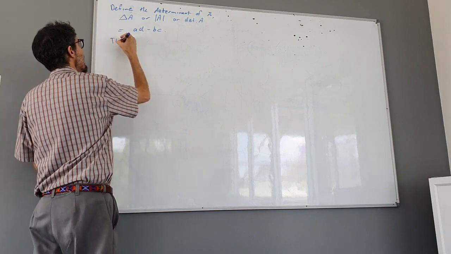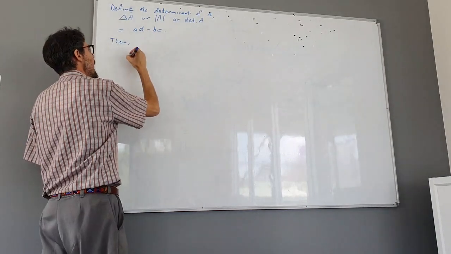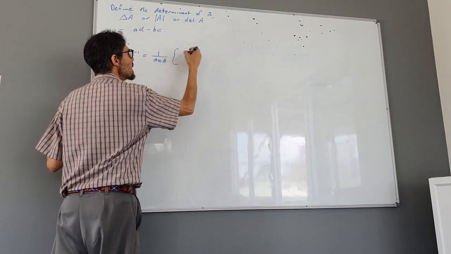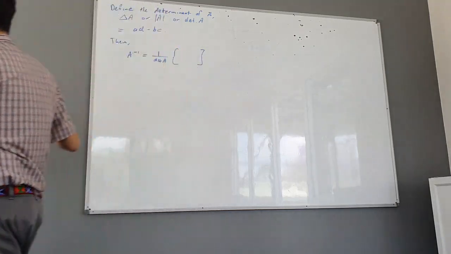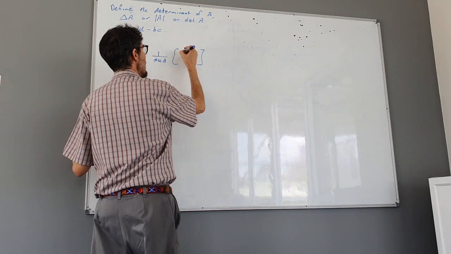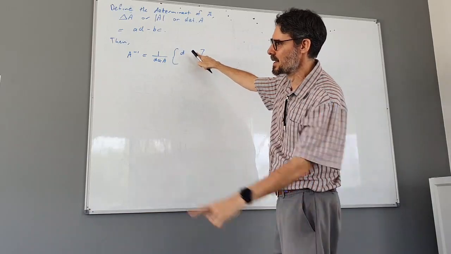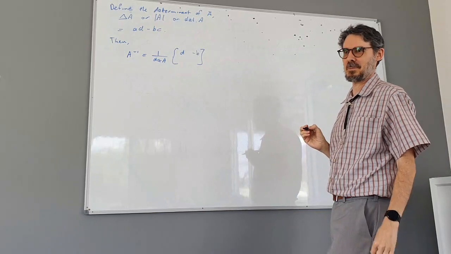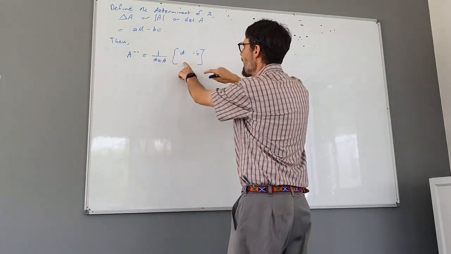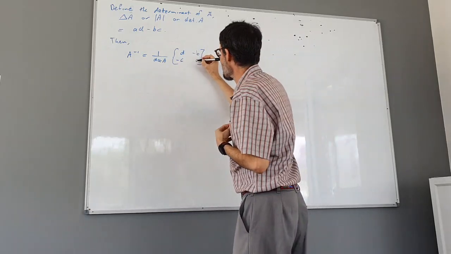And then I'm going to leave a space after my then, that's important, I'm going to write something else here. A to the minus 1 is 1 over the determinant times, now what's in the top corner? Top corner was P, so that's D. What's here is Q, and Q is actually negative B, because I've swapped around the sign of what's on the bottom. What's here, that's R, which is negative C. And what's here, that's S, which is A.